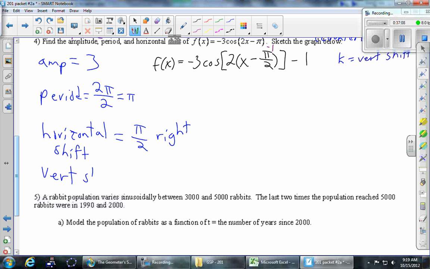Okay, and then finally the vertical shift. Yeah, so this is the k value that's sitting at the end. I'll say it's from +1, but I'll write the direction. Which way are we moving if it's a subtract 1? It's down. So we'll say 1 down.